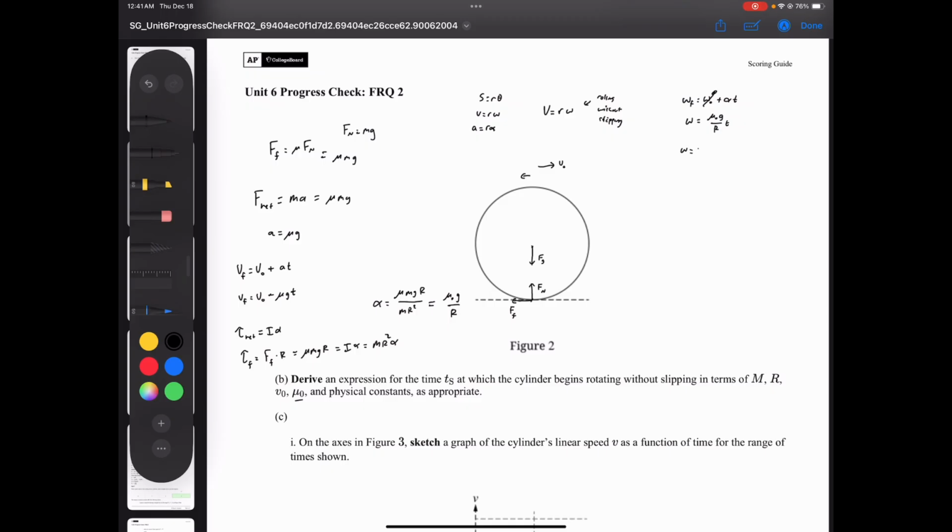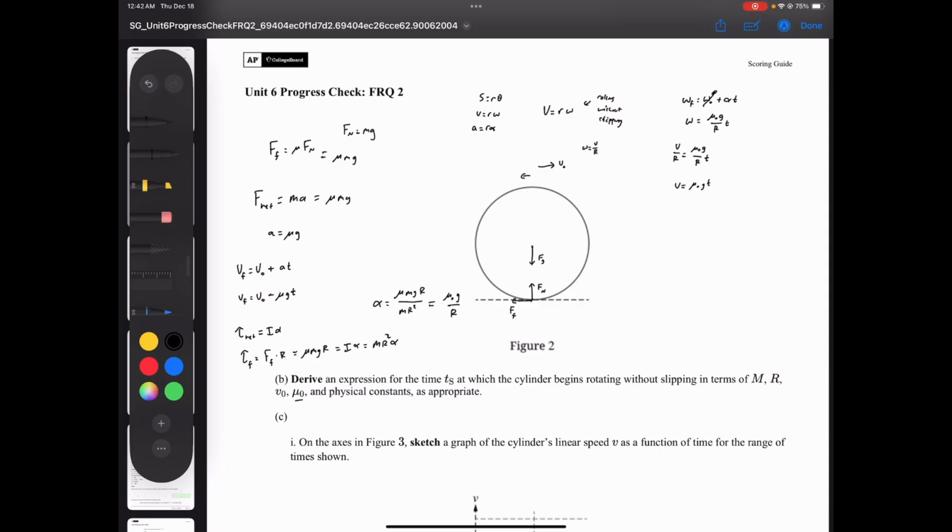So then I'm going to rewrite omega in terms of v. So omega equals v over r. I'm just going to write it out step by step. We have omega equals mu naught g over r times t. Rewriting this in terms of v, I have v over r is equal to mu naught g over r times t. And then the r's cancel. I have v is equal to mu naught g times t.